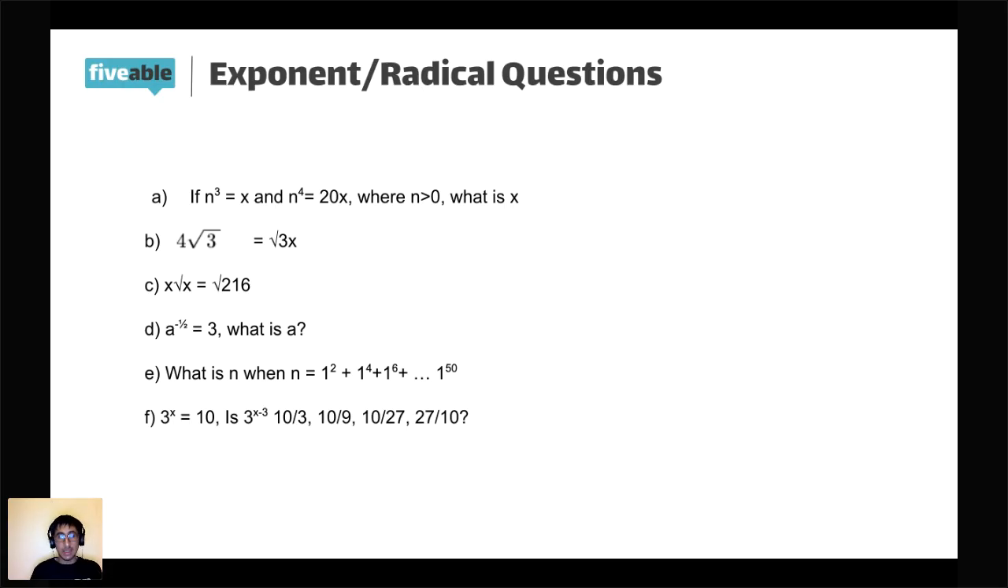So what's a? E, this might be a bit difficult, but think back to the laws that we learned. What's n when n equals 1 squared plus 1 to the 4th plus 1 to the 6th plus 1 to the 8th plus 1 to the 10th, and so on and so forth, till we get to 1 to the 50th. And then question F, we have 3 to the power of x equals 10. So what's 3 to the x minus 3? And then these are your 4 answer choices. That's an example of a multiple choice question you would probably get on the exam.